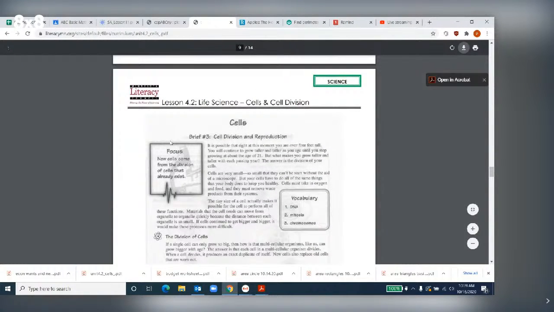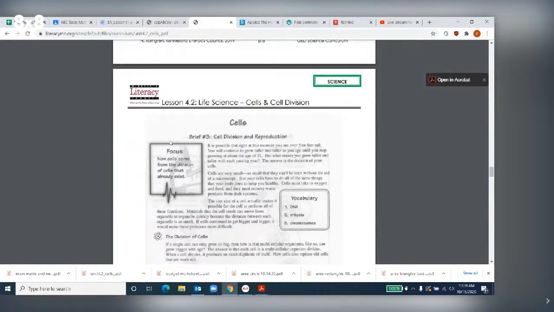Okay, this is about cell division and reproduction. It's kind of how our cells reproduce. Obviously, like when you get a cut, eventually that cut scabs up and the scab goes away. That's really your skin cells reproducing until that wound is healed.